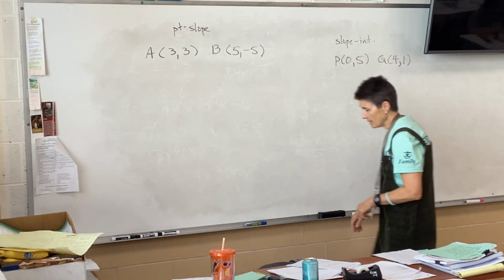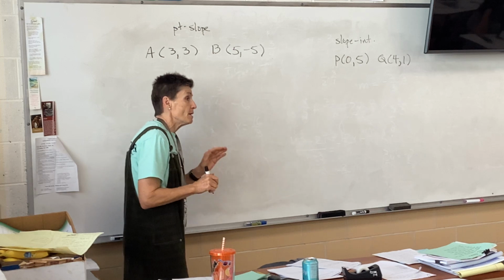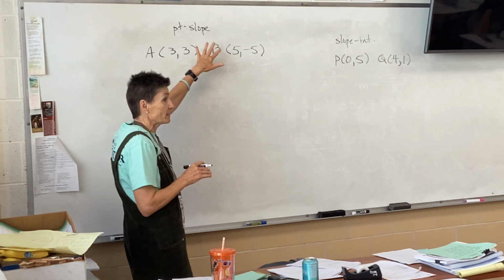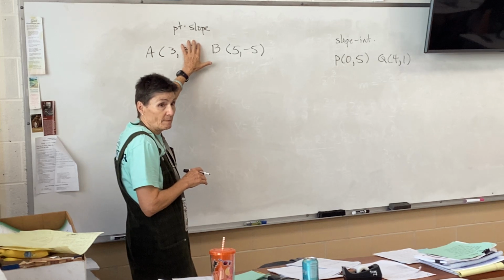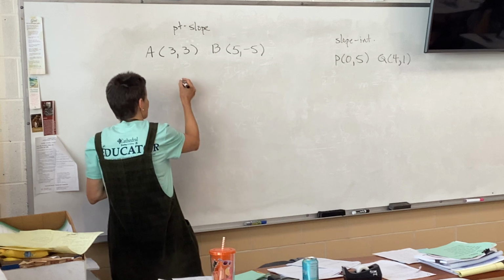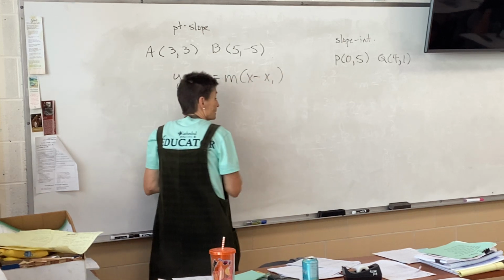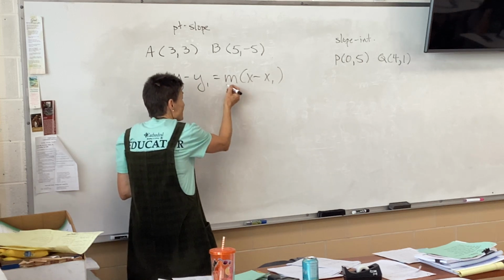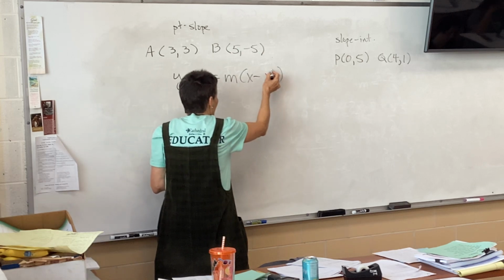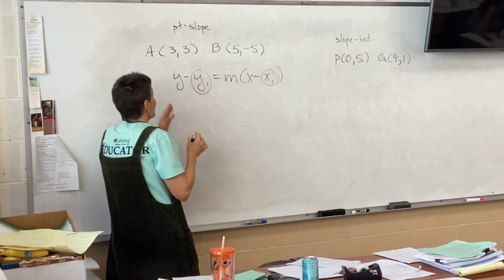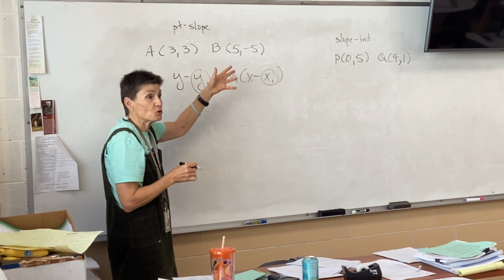What we did yesterday, we were writing lines. And you remember that at the very end of class, we were using what's called the point slope form of a line. Remember that? And what that looks like is this. And M stands for slope. And the X1, Y1 is one of your points. Okay? So to do this, you have to pick a point.